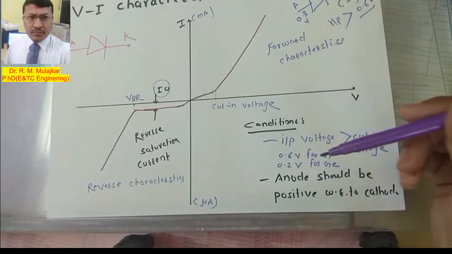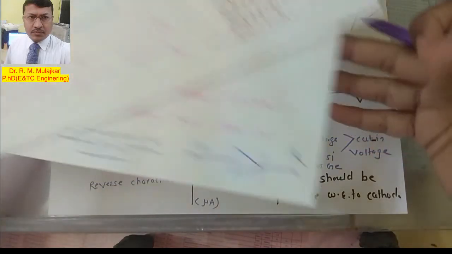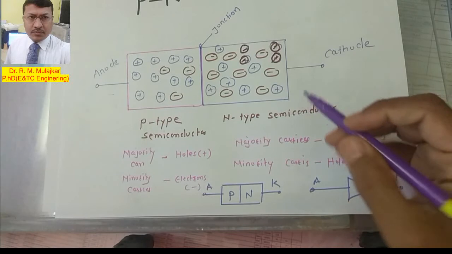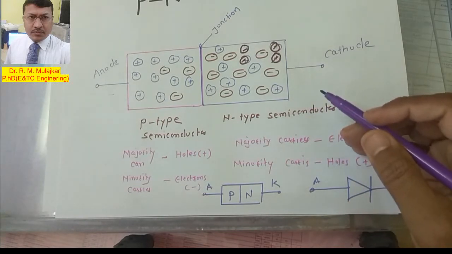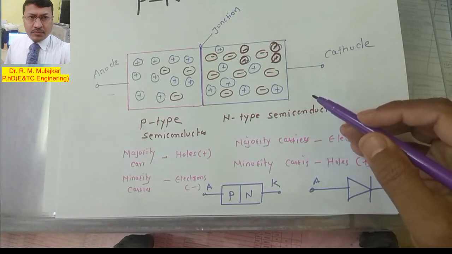as a rectifier. In this lecture we studied what a p-n junction diode is, the different biasing of the diode, and the VI characteristics of the diode. In the next lecture we will see the application of the diode as a rectifier.